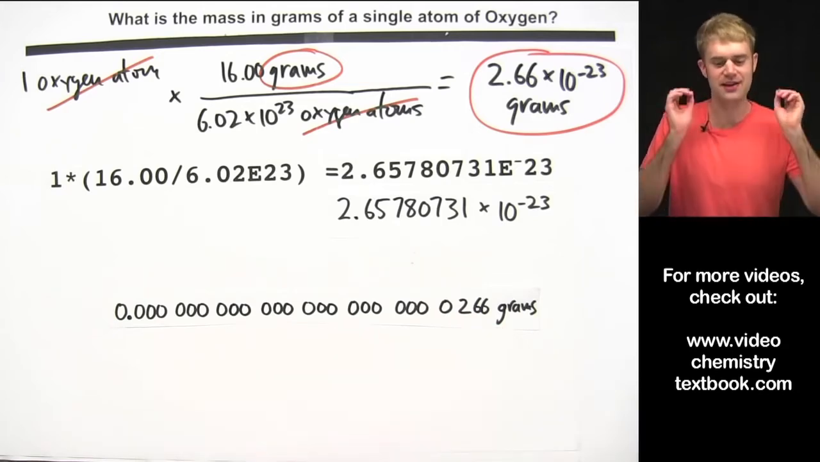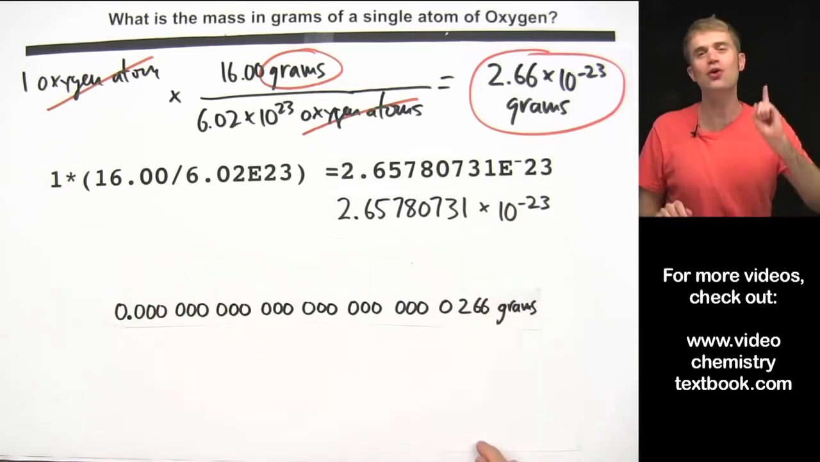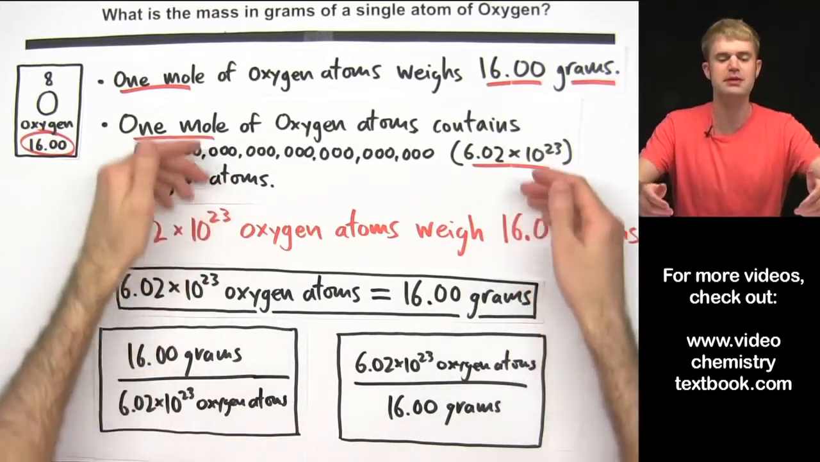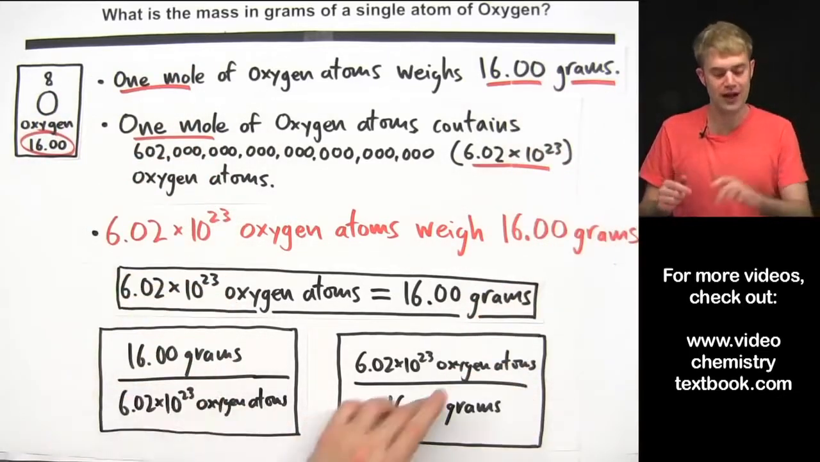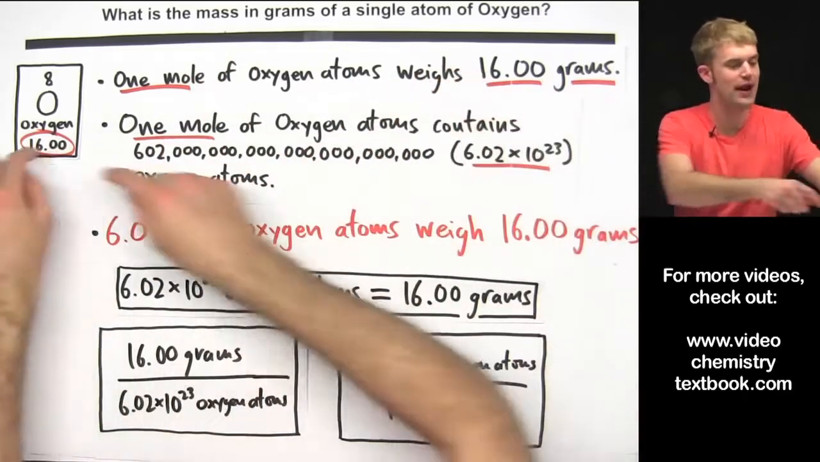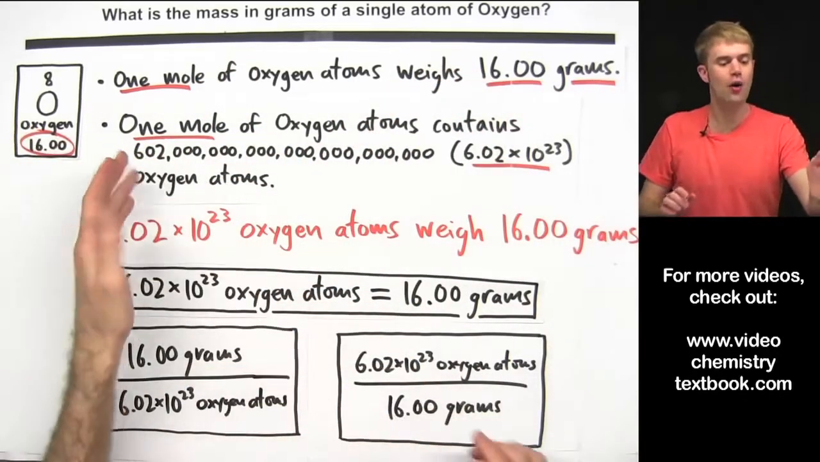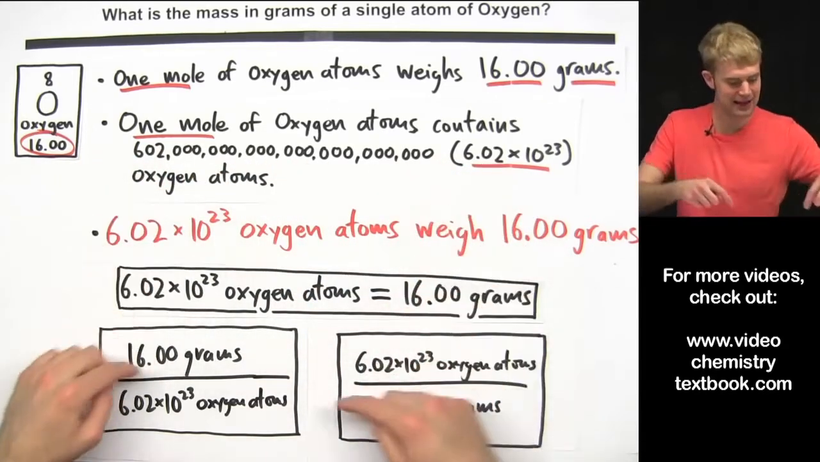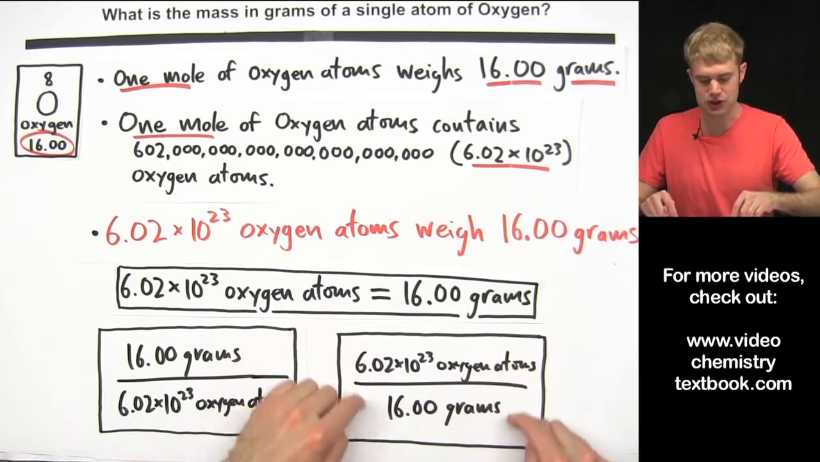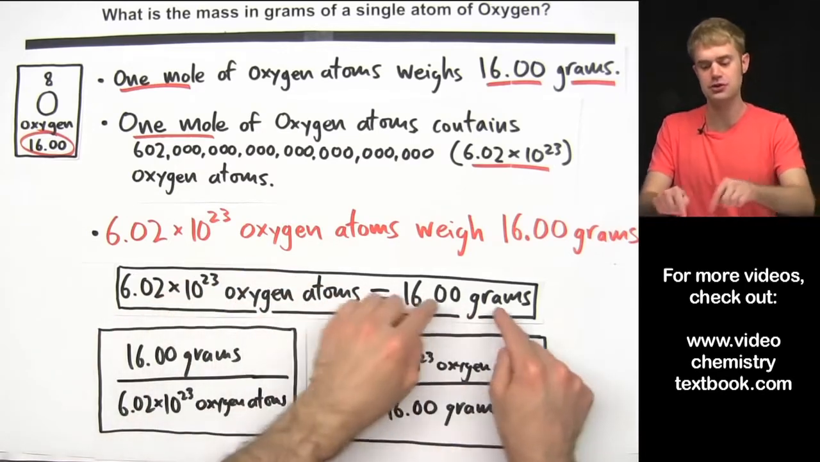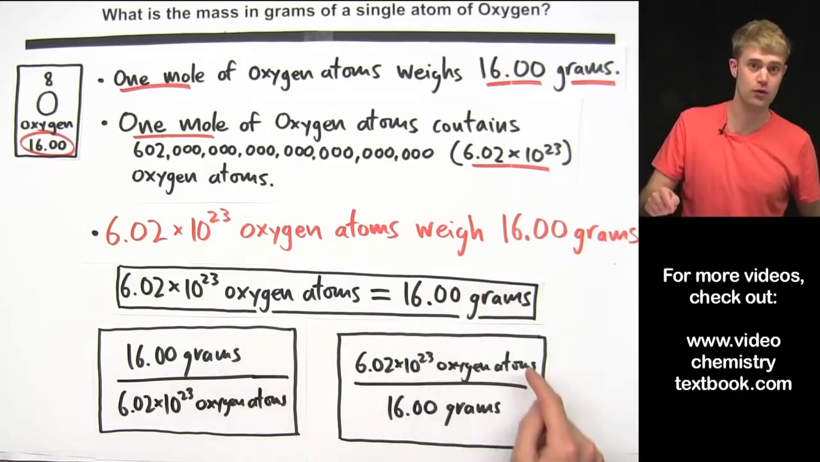The mass of a single atom of oxygen. Okay, so the key to solving that problem was being able to take this information and write conversion factors with it. We knew that 1 mole of oxygen weighed this much, and we know how many oxygen atoms are in 1 mole. So we could take that information and write these 2 conversion factors. It could let us go from number of oxygen atoms to grams and back and forth.